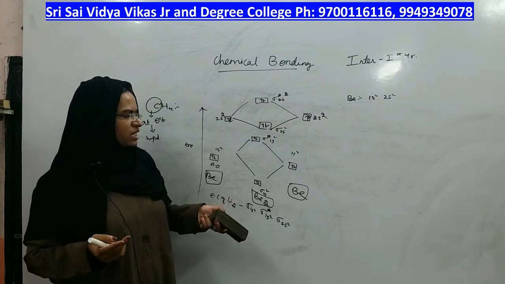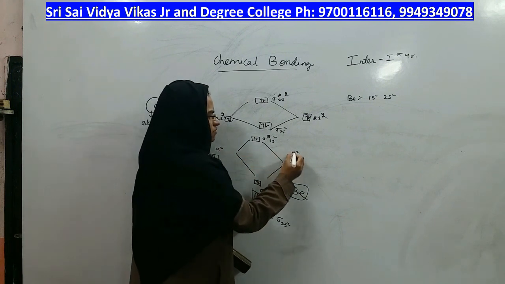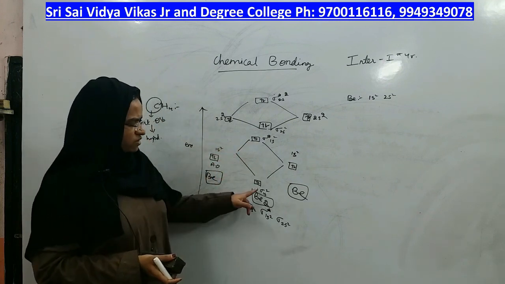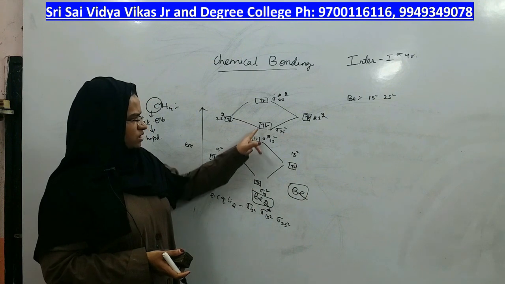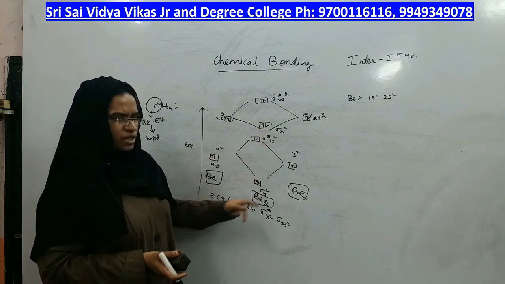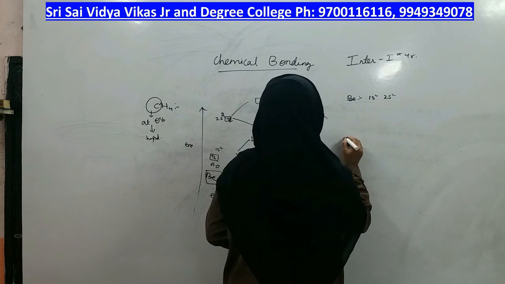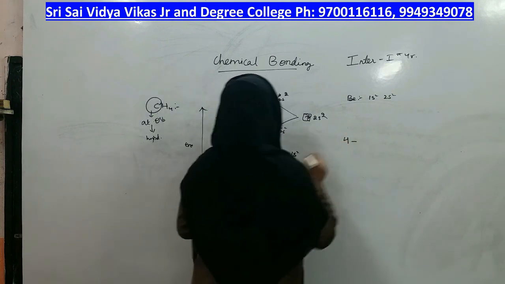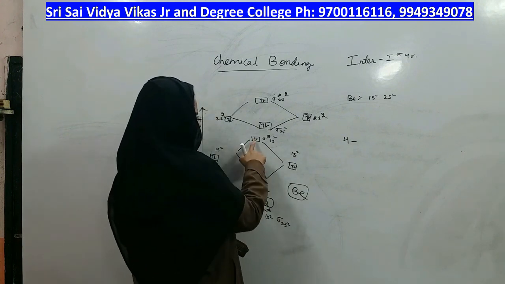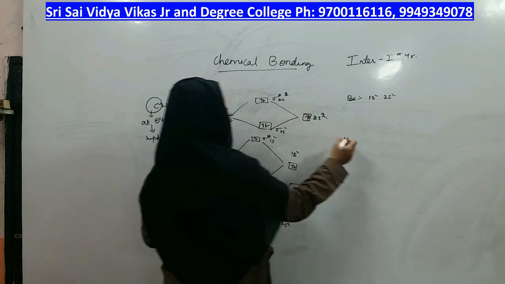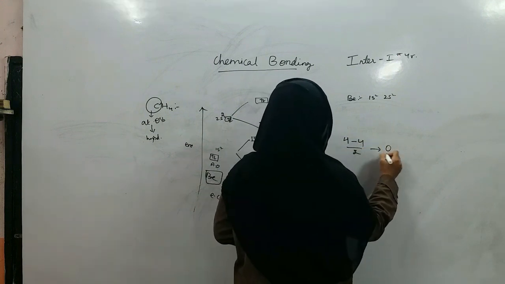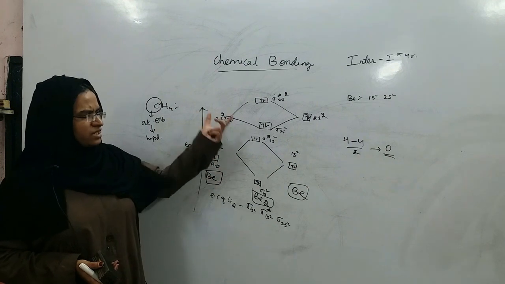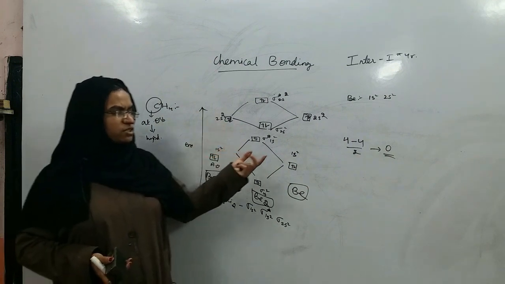Now let us write the electronic configuration in which 2 electrons got added. So how many bonding orbitals do we have? This is bonding, this is bonding. Total 4 bonding electrons, 1, 2, 3, 4. Minus anti-bonding, how many? 1, 2, 3, 4. So in beryllium molecule you will get this molecular orbital diagram in which the bond order is 0.